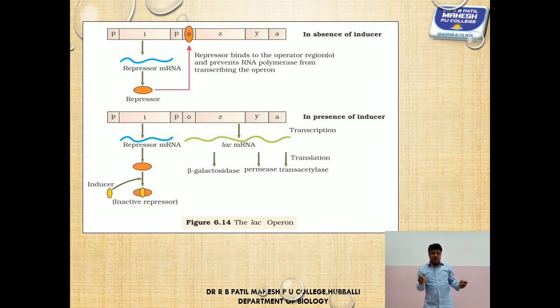So you remember one thing, whenever inducer is present, that particular gene is expressed in terms of protein, we call it switched on. In the absence of inducer, that particular gene is repressed with the help of accessory proteins, or we call it a repressor protein, that we call switched off. So this completes the regulation of gene expression.